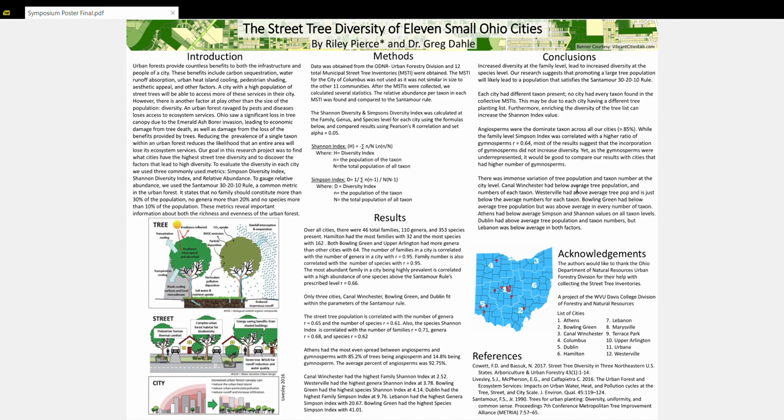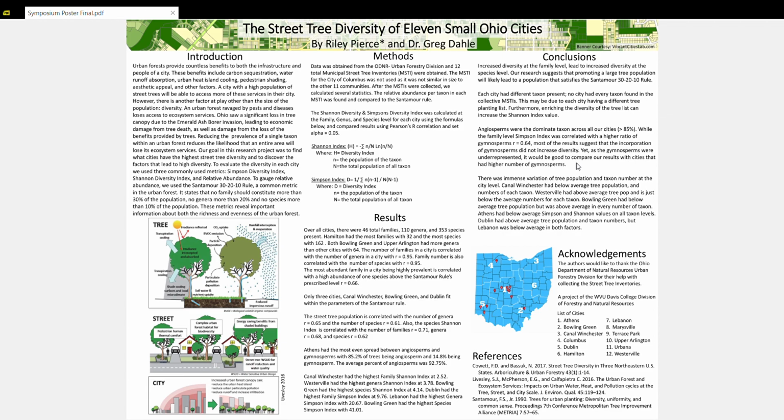And so what's important with this is that even though Athens had the most even spread between angiosperms and gymnosperms, it did not have a significantly increased amount of diversity because of that. And so that points to the fact that including gymnosperms as your street trees does not really have an appreciable effect on the amount of diversity that you see in your urban forest.